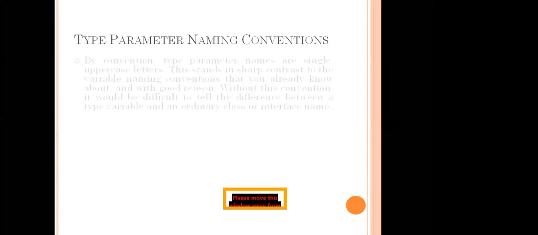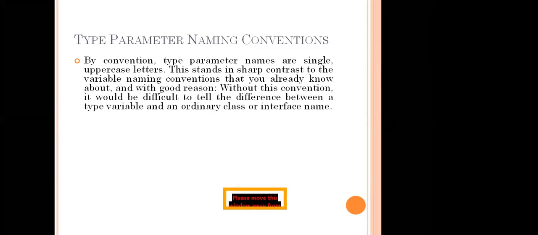Then type parameter naming conventions. So here we have some naming conventions. What are naming conventions? For example, your name is there, but we still ask you to use your register number. Or instead of calling me by my name, somebody calls me by a different name. We give a different name to an already existing name. That is the meaning of naming convention.